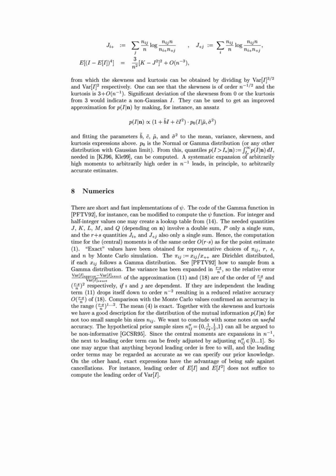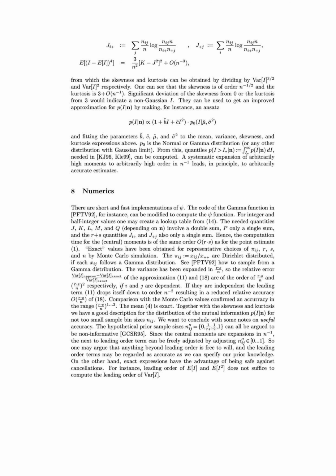The variance has been expanded in 1/n, so the relative error of the approximation is of the order of 1/n and 1/n squared respectively, if the variables are dependent. If they are independent, the leading term drops itself down to order n^-2, resulting in a reduced relative accuracy. A comparison with the Monte Carlo values confirmed an accuracy in the range 1/n^1.2. The mean is exact.